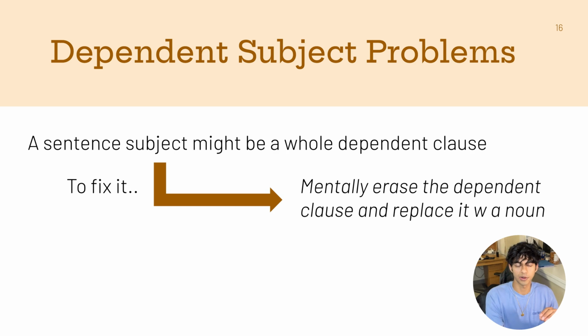All right, the last kind of problem related to sentence structures that the SAT is going to test you on is dependent subject problems. So a sentence subject might actually be an entire dependent clause. What do I mean by this? You will see in the examples, but the basic strategy is just going to be to mentally erase the dependent clause and replace it with a noun.